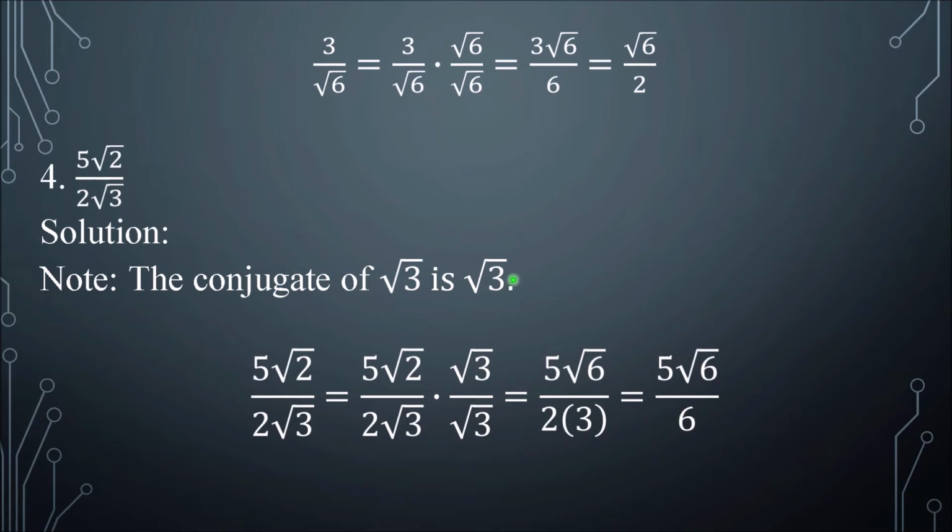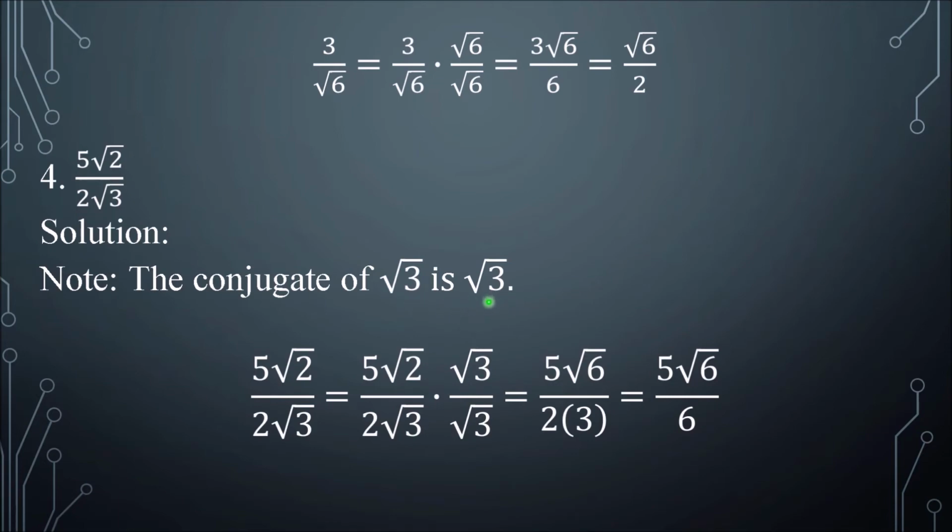Next, number 4. 5 square root of 2 over 2 square root of 3. So again, the conjugate of square root of 3 is square root of 3. So we don't need to include 2 anymore because 2 has no radical sign. So only square root of 3.